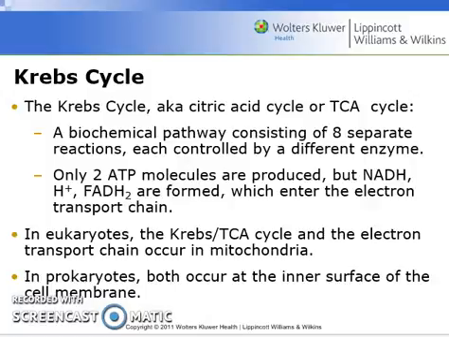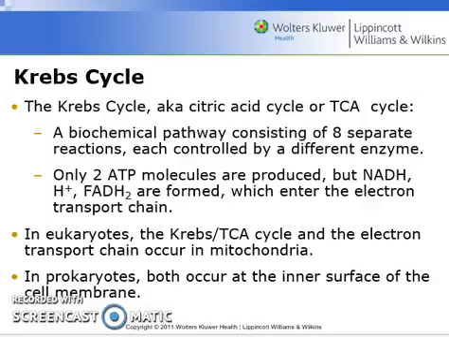Now, like I said before, I don't expect you to know all of the various conversions of molecules that exist in this pathway, but you do need to know that NADH, H+, and FADH2 are generated through this process, and that's the key reason that the Krebs cycle is included in the process of cell respiration.